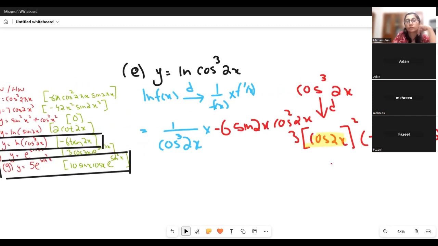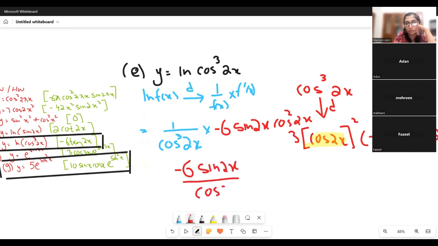Okay. So what does that give us? We get a minus sign in the numerator and a sine 2x in the numerator. Cos square and cos cube cancel out and we just get a cos in the denominator. So that's how we get minus 6 tan 2x.